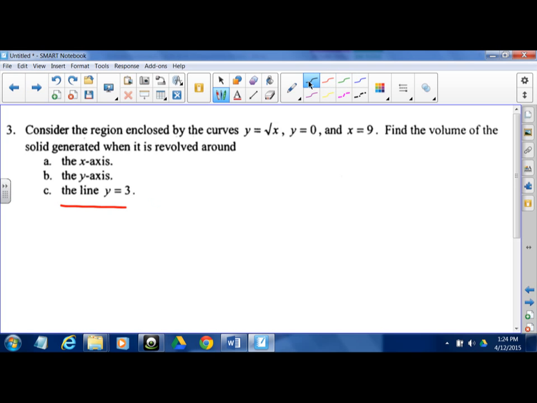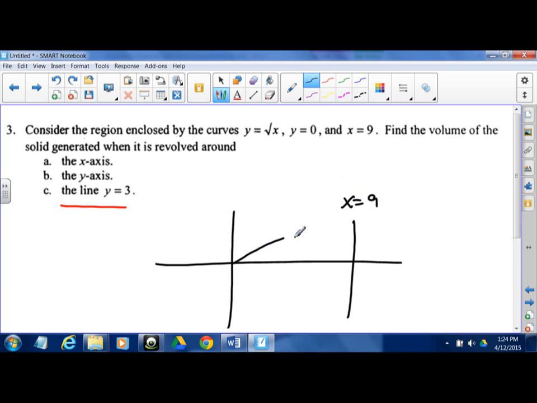Let's see if we can sketch ourselves just a rough picture here. Let's see what we've got. So we've got the line y equals 0 right here. Y equals 0 is nice. It's just the x-axis. This whole axis here, y equals 0, so that's good. X equals 9 is a vertical line. I'm going to throw it right over here. We'll just do x equals 9 right there. Okay, and then everything else is just the square root. So we'll put the square root right in there, and there's rad x.